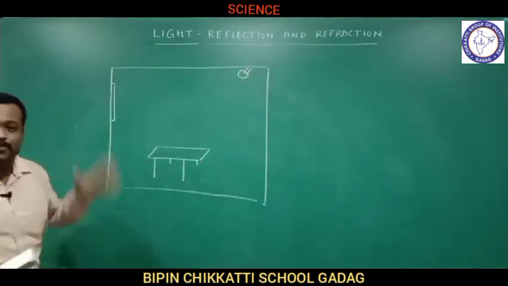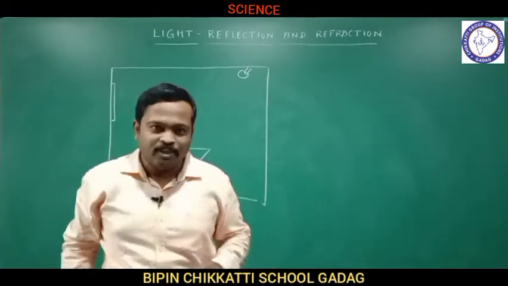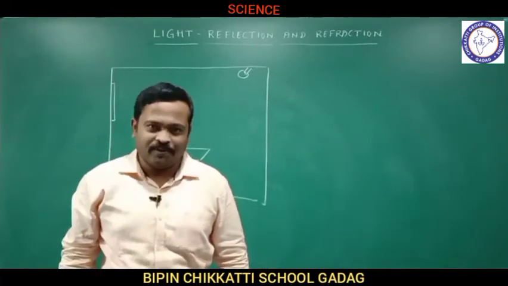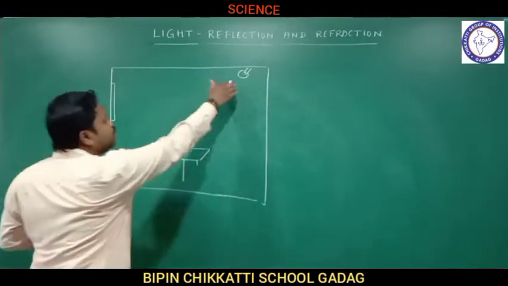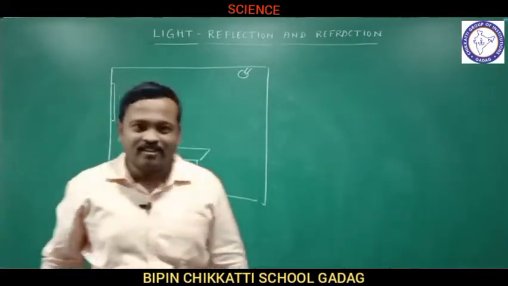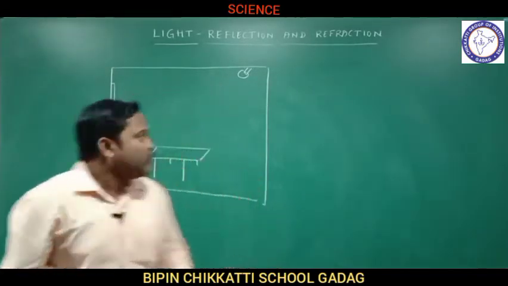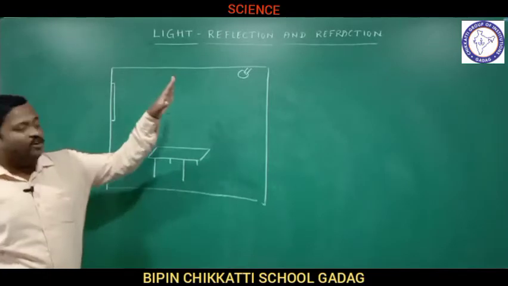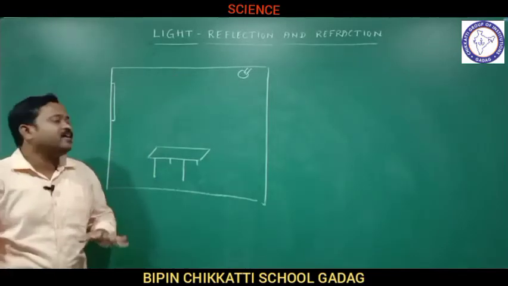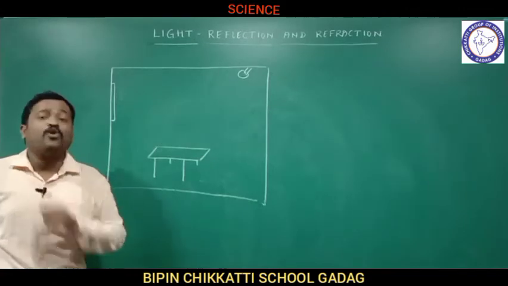When you enter into the room, you cannot see anything in the room. What will you do? You'll just put the bulb on. When you make this bulb on, immediately you can see the things around. Then what is happening in that room? Let us check it out. When you switch on the bulb, you can see the table and other things which are in the room.